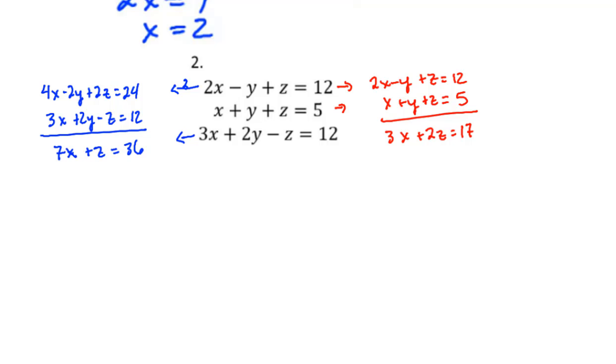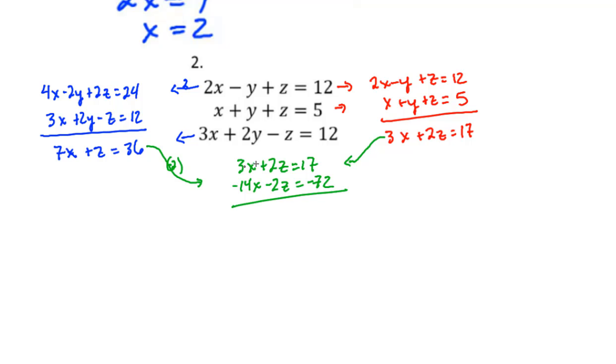So when we bring them together, let's see if we can bring them together. This one can come down just as normal. So we get 3x plus 2z equals 17. And this one, if we times it by negative 2, then those z's will cancel. So times by negative 2, we get negative 14x minus 2z equals negative 72.